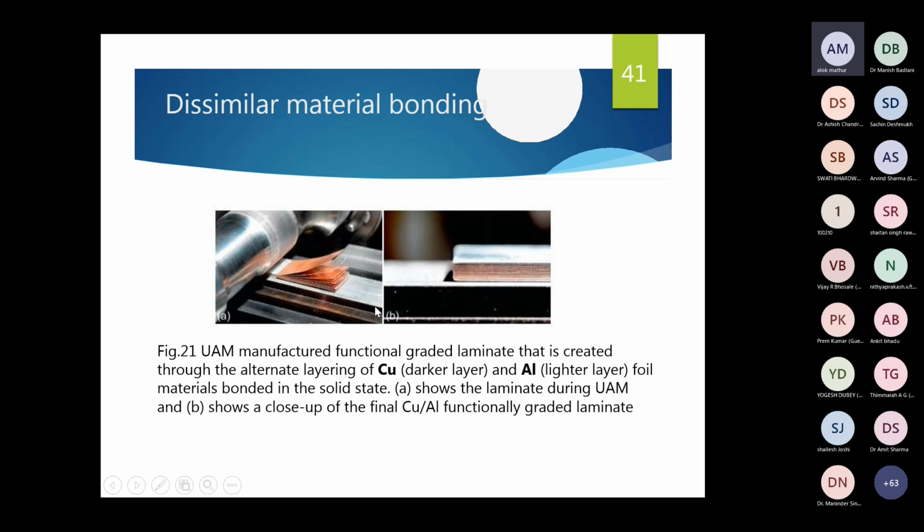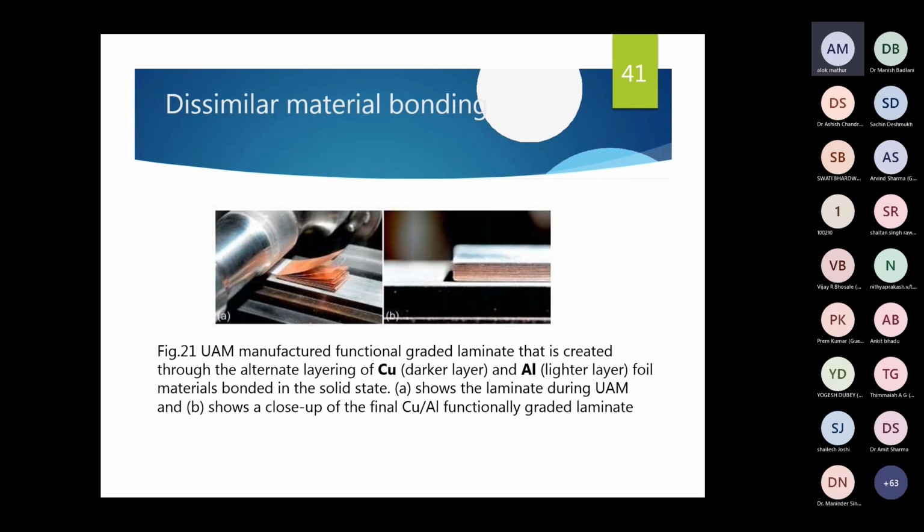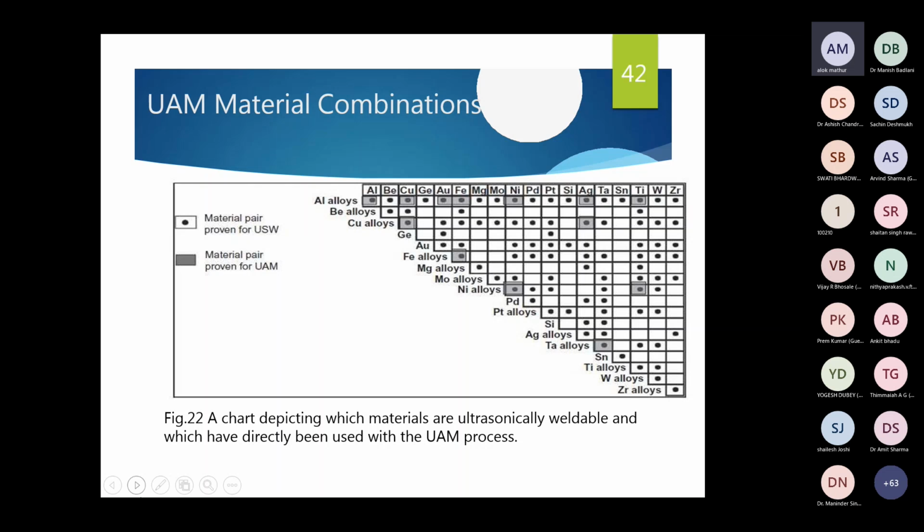Now the different combinations of material in this. You can see which are highlighted, like material pairs proven for ultrasonic welding: aluminum alloys, where we can use aluminum, copper with gold and all these. Beryllium alloys, we can use Cu alloys, germanium, and these are the various combinations which are tried for the advanced UAM.